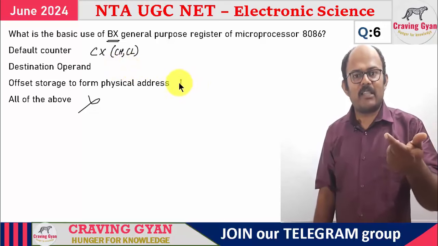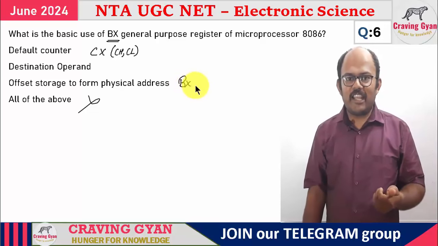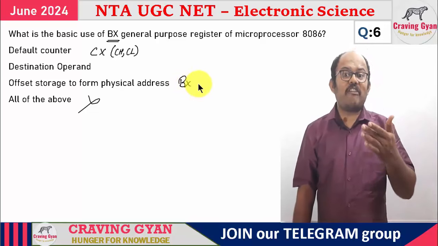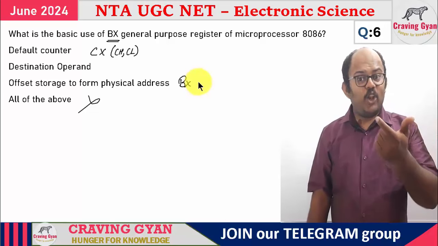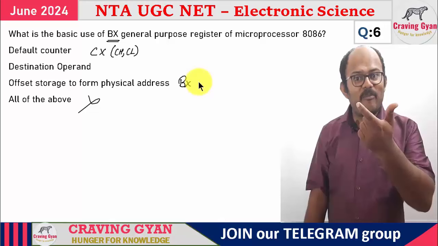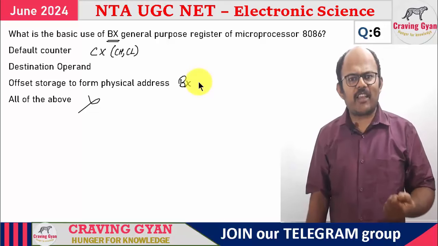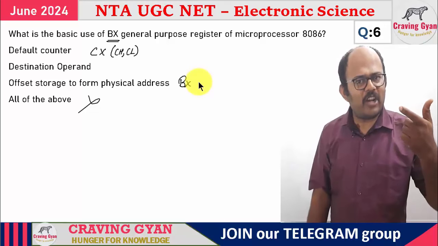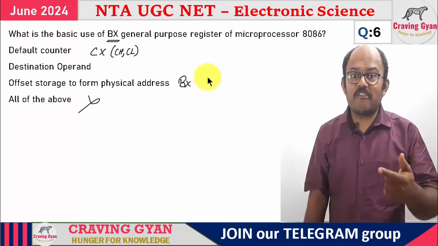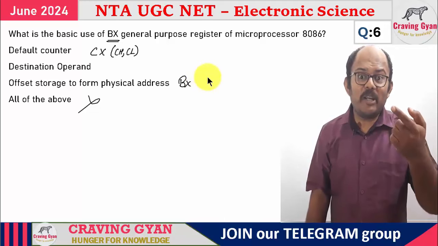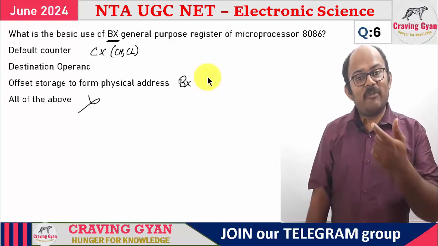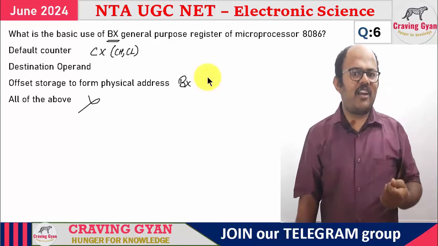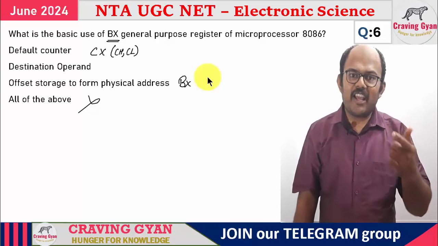If I want to store a message, at that time I'm going to make use of this DX register. Suppose I'm performing 16-bit by 16-bit multiplication, at that time the lower 16-bit result will be stored in where? AX register. The upper one will be stored in DX register. Suppose I'm performing 32-bit by 16-bit division operation, at that time the quotient will be stored in AX register and the remainder will be stored in DX register.